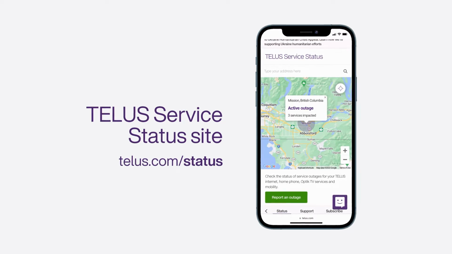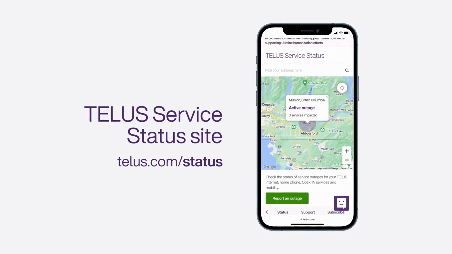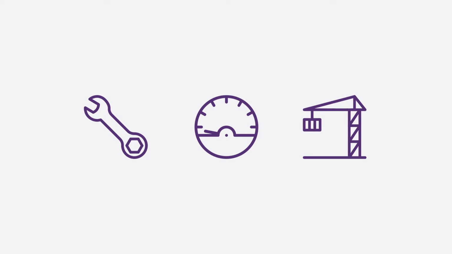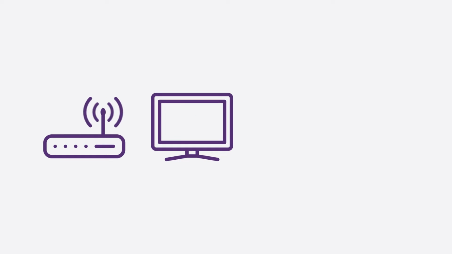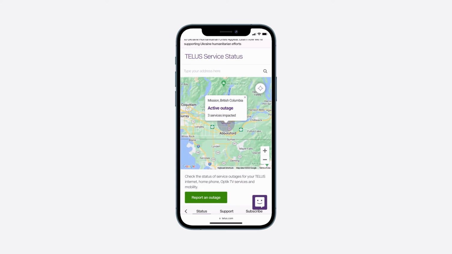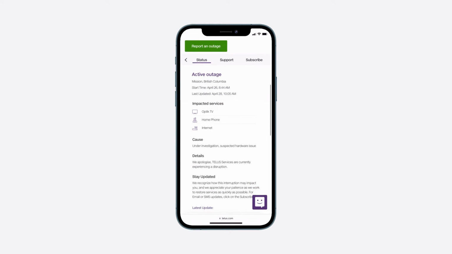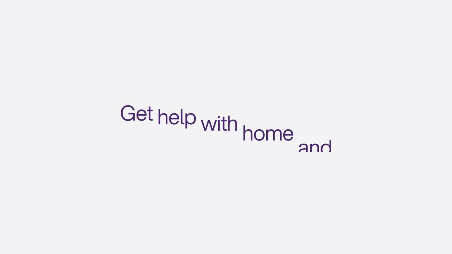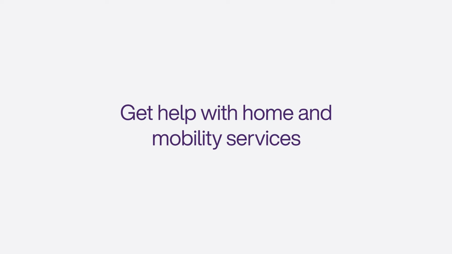The TELUS Service Status Site is the fastest way to get up-to-date information about planned maintenance activities, outages, and unexpected events impacting your internet, TV, home phone, or mobility services. This easy-to-navigate site is packed full of features to let you know what's happening in your community. You can get help with home and mobility services and even report an outage in your area.